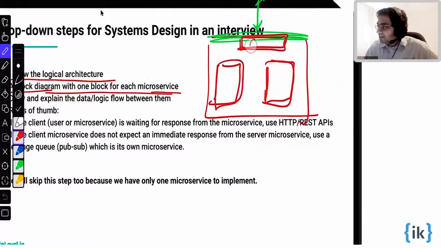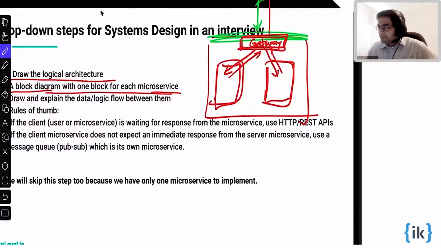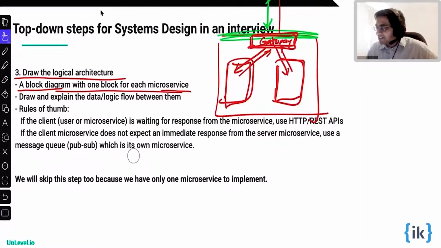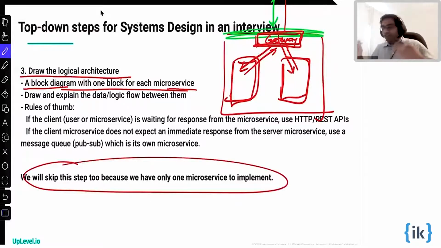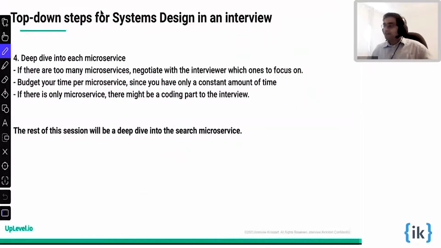So you would have some kind of gateway which will take the client request, first check if the client is authorized or not, and then send the request down to the core service to get the response back and send the response to the client. So some simple, high level diagram like that showing how the logic and the data would flow across these multiple microservices. So we are going to skip this step two because we have only a single microservice to implement, and so all our time is going to go into that.